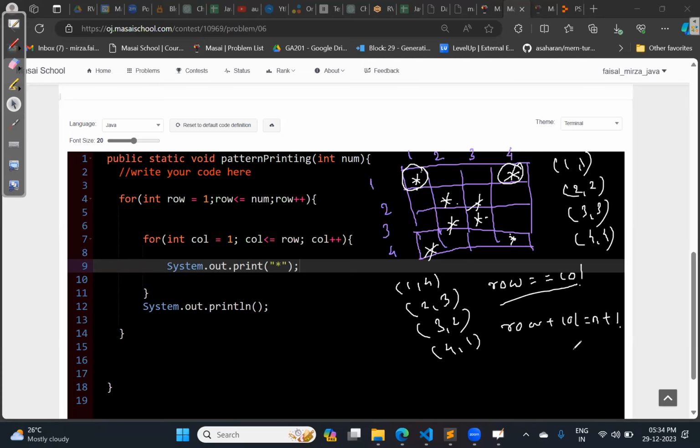ये पैटर्न था वहाँ पे, yes or no? Row plus column, समझ में आया था? ठीक है? n plus 1.